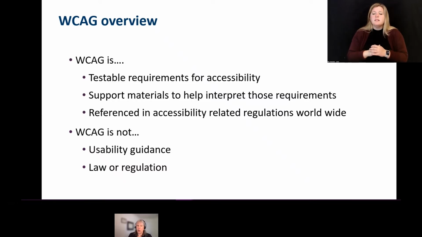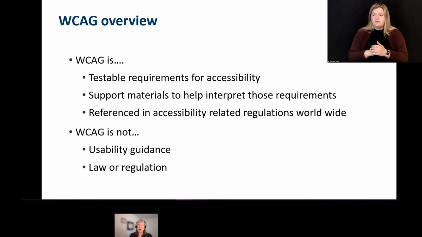WCAG is referred to in accessibility-related regulations worldwide. And so it has become a standard which we use to understand how accessible content is or is not. But there's a few things that WCAG isn't. It is not usability guidance. In fact, there is an entire evaluation criteria when we're writing standards that says if it applies to absolutely everyone equally, it probably isn't accessibility guidance.